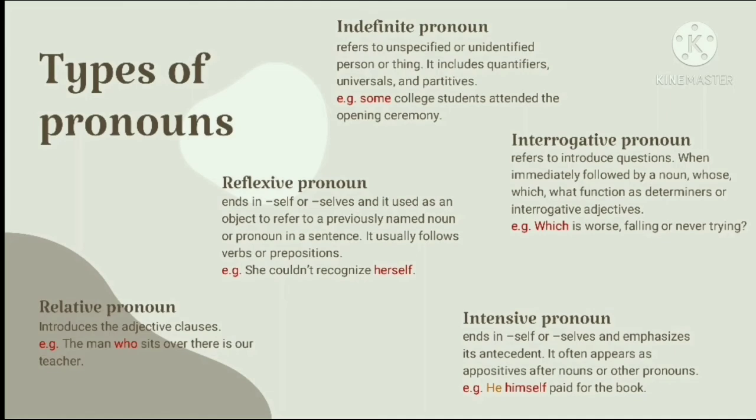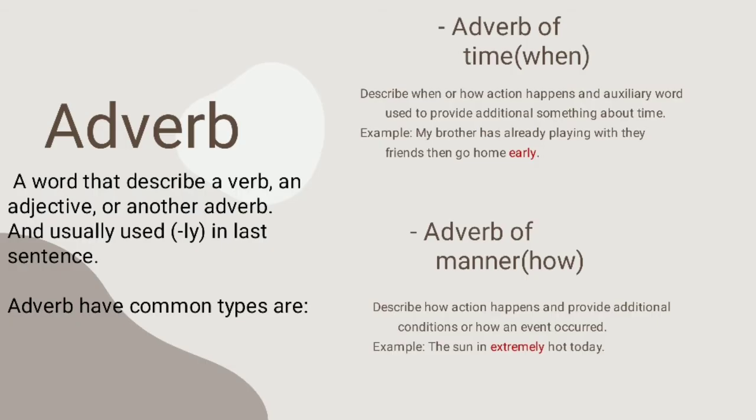The last type is relative pronoun. Relative pronouns introduce adjective clauses. For example, the man who sits over there is our teacher. The word who here is the relative pronoun.